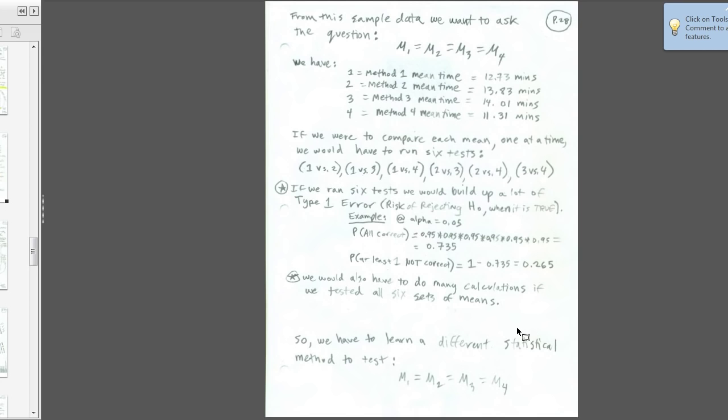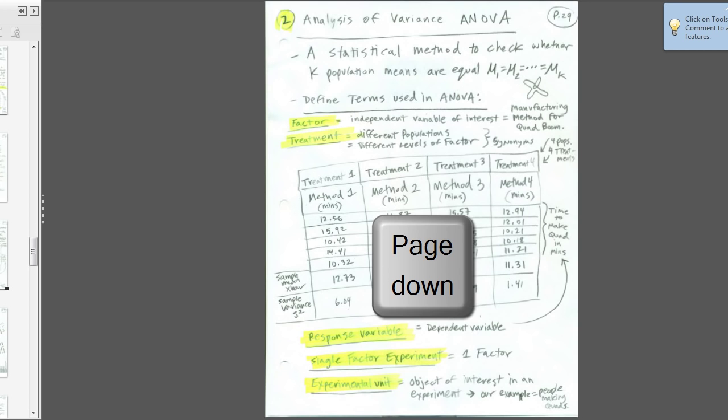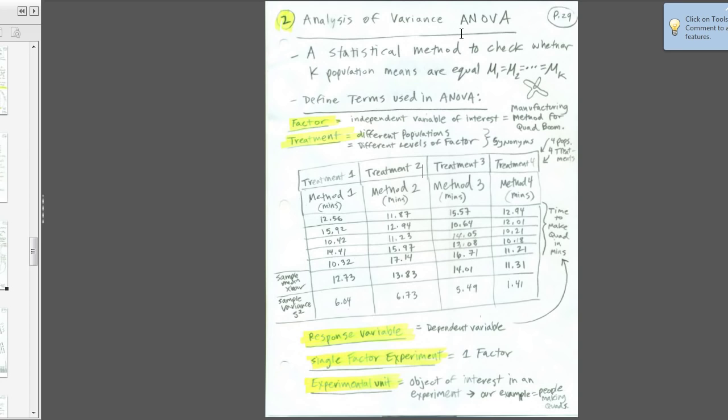So we have to learn a different statistical method to test this. I'm going to page down. Here it is, analysis of variance, ANOVA. It is a statistical method to check whether k population means are equal. So we can check however many we need. In our case, we have 4.